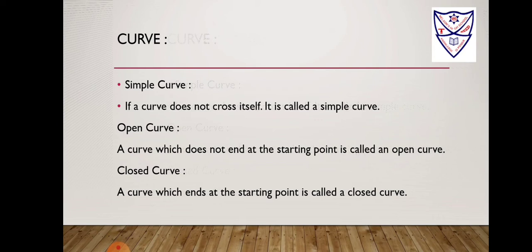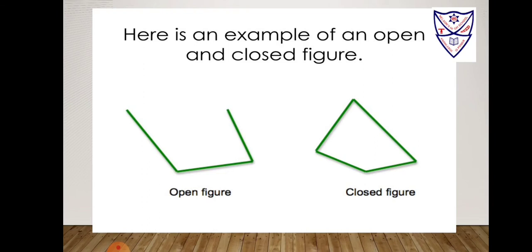Let us understand this with an example. Students, here is an example of an open and closed figure. What was the definition for an open figure? A curve which does not end at the starting point is called an open curve. So here you can see that this is a curve. Suppose this is a starting point. This is a curve which does not end at the starting point. Hence it is an open curve.